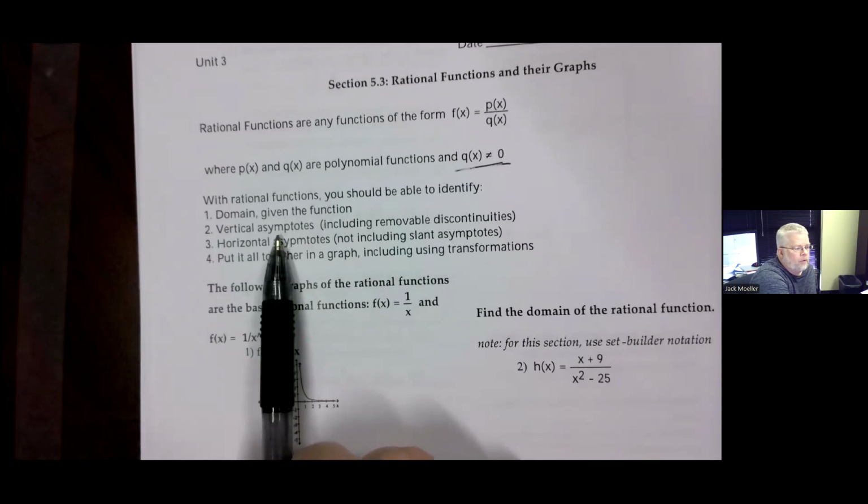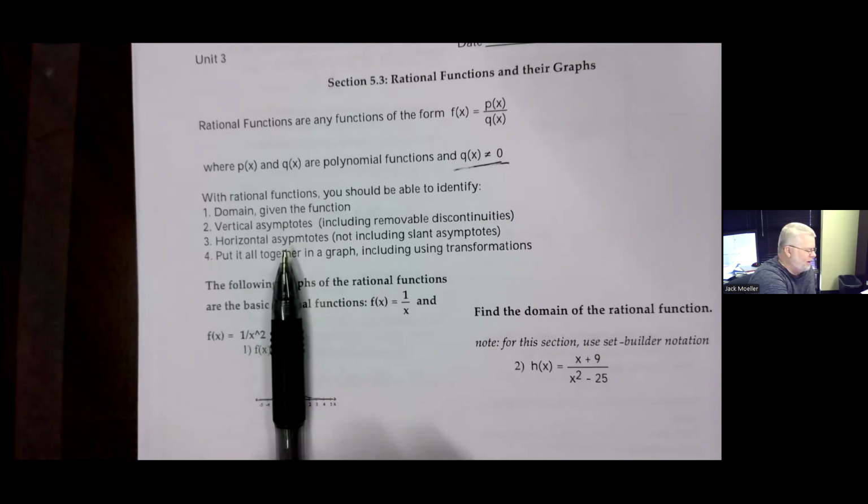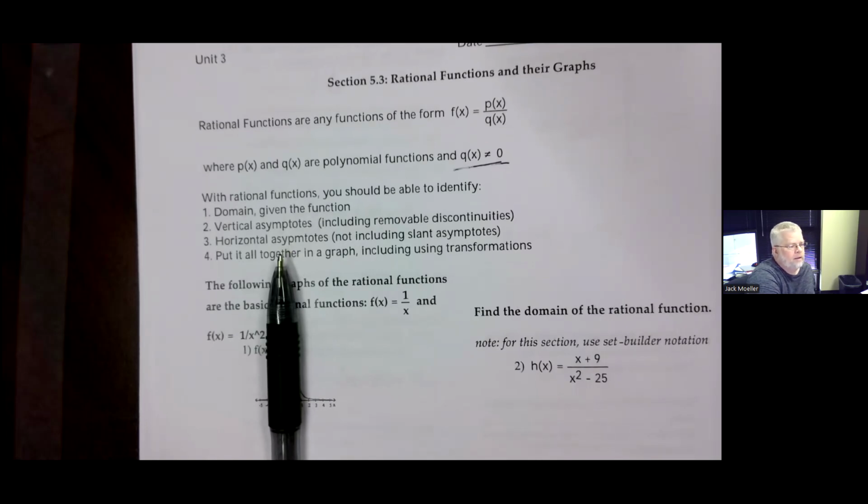Which, by the way, vertical and horizontal asymptotes, I think it's one of the funner words that we have in math. But the P is silent. And I finally did my homework and looked up the origin of the word asymptote. It's actually Greek. And it means, what's the official meaning of asymptote? It means not falling together.